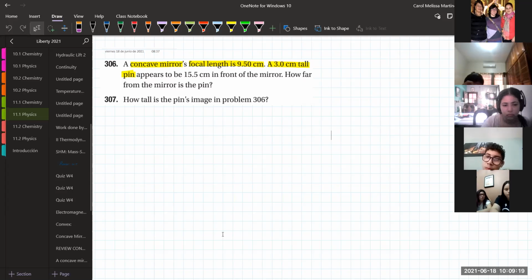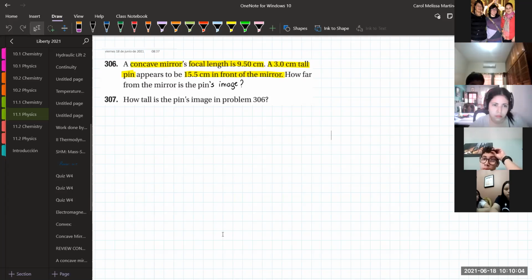Now, it says that the pin is 15.5 centimeters in front of the mirror, and then they're asking about what distance or how far from the mirror is the pin, but this question is incomplete. This is the pin's image, okay? So they're asking us how far from the mirror is the pin's image, and then how tall is the pin's image in the problem 306.